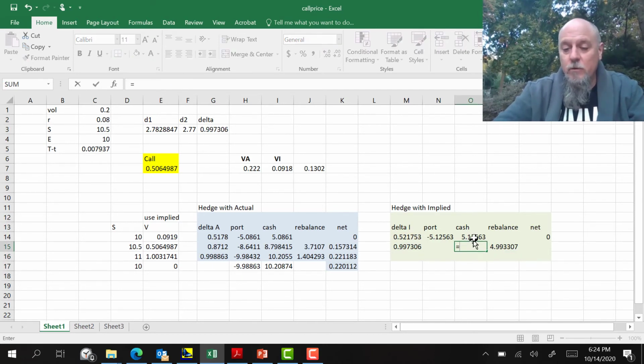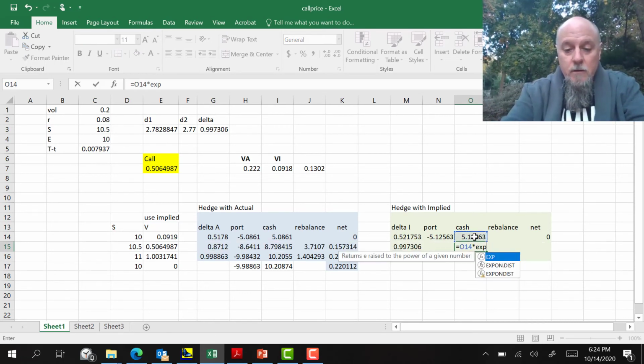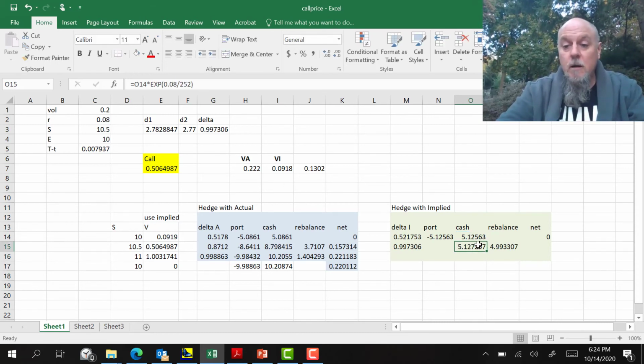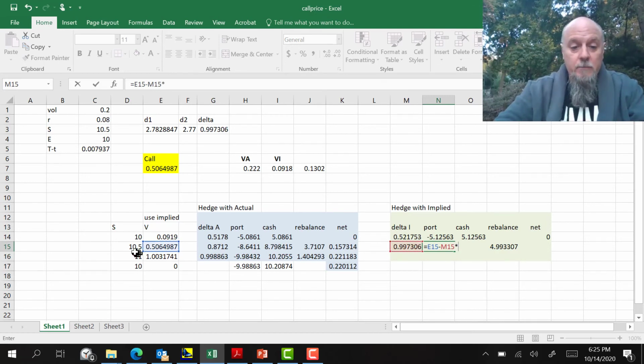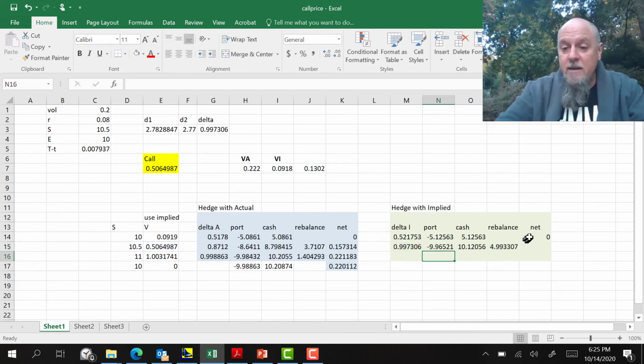So the cash is equal to yesterday's cash with interest plus the rebalancing cash. My portfolio is worth what the option is today minus delta times the stock. So net is going to equal portfolio plus cash. 15 cents. So I made about the same amount.